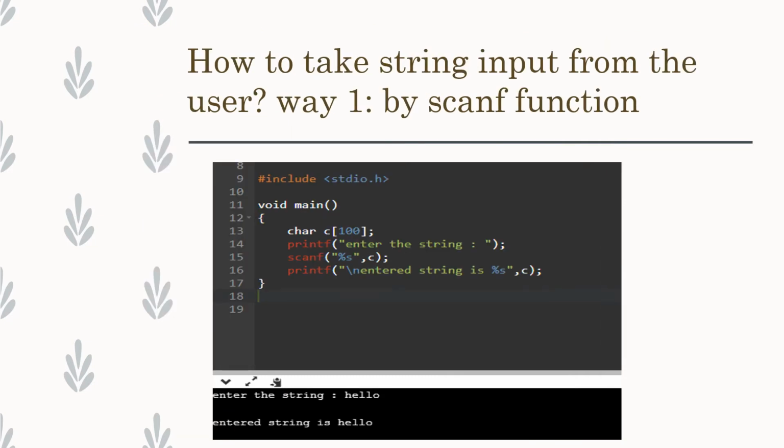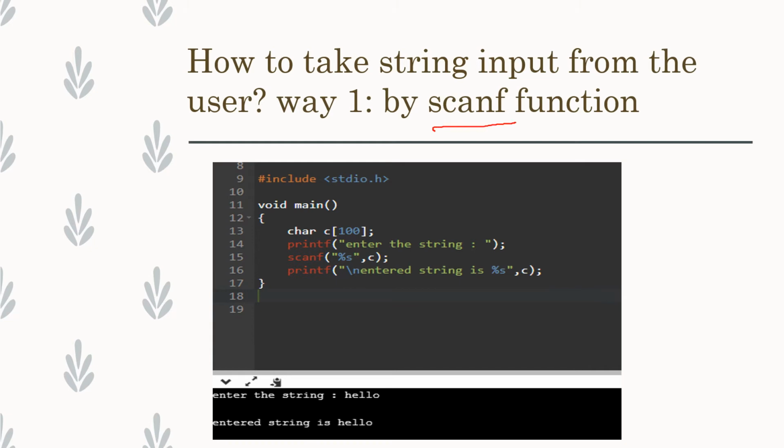Next example. There are various ways to take string input from the user. What we have seen in the previous slide was we were declaring and initializing the string by giving value from our side directly. But what if I want to give the string from the console so that user inputs it and my string takes it? So for that, there are three ways. The first way is by scanf function. We are all familiar with the scanf function.